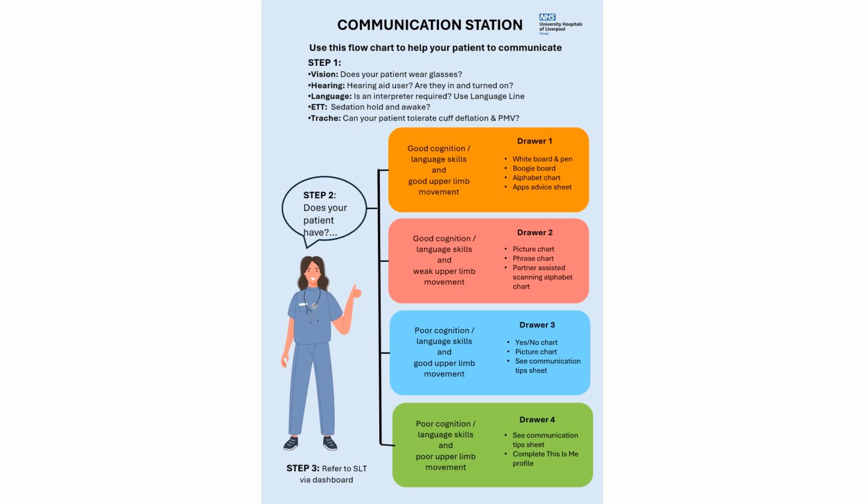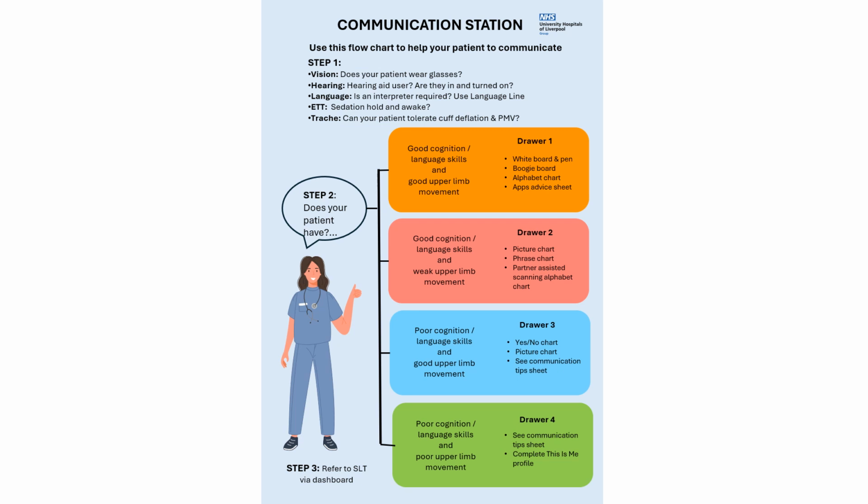If your patient has good cognition but poor upper limb function that makes writing difficult, go to drawer 2. Here there are picture and phrase charts to point to and a partner-assisted alphabet chart. You can scan the QR code here to watch a short video about using partner-assisted scanning.